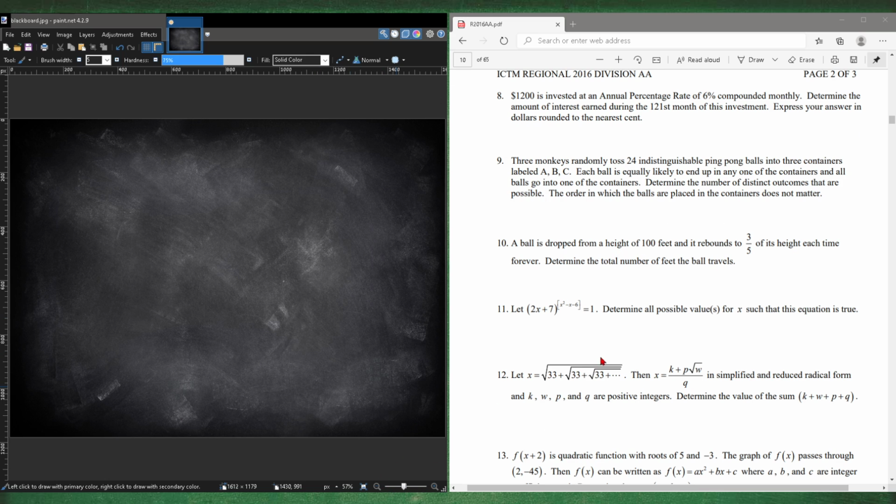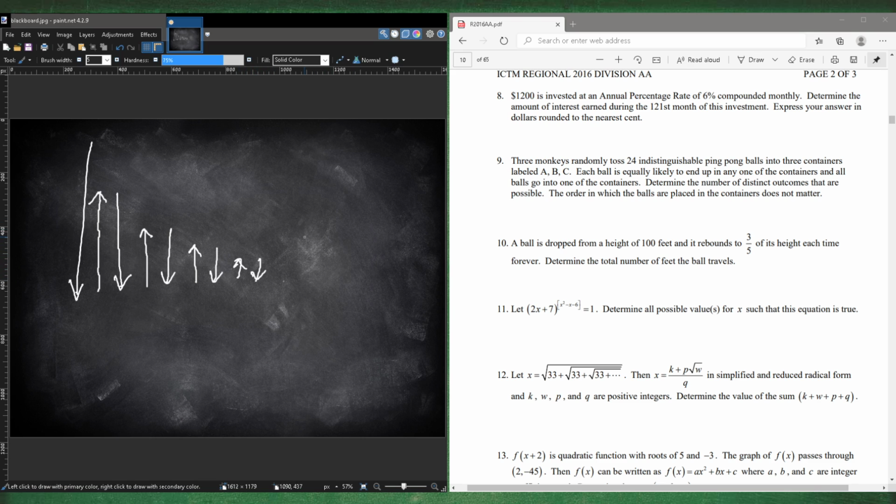Okay, number 10. A ball is dropped from a height of 100 feet and it rebounds 3/5 of its height each time forever. Determine the total number of feet that the ball travels. So if a ball is dropped from 100, and it goes up 3/5 of its height, that means it has to fall back down 3/5 of its height. So it falls down and then bounces back up, and then falls back down 3/5 of its height. Then it bounces back up 3/5, and then falls back down. And it keeps doing that forever.